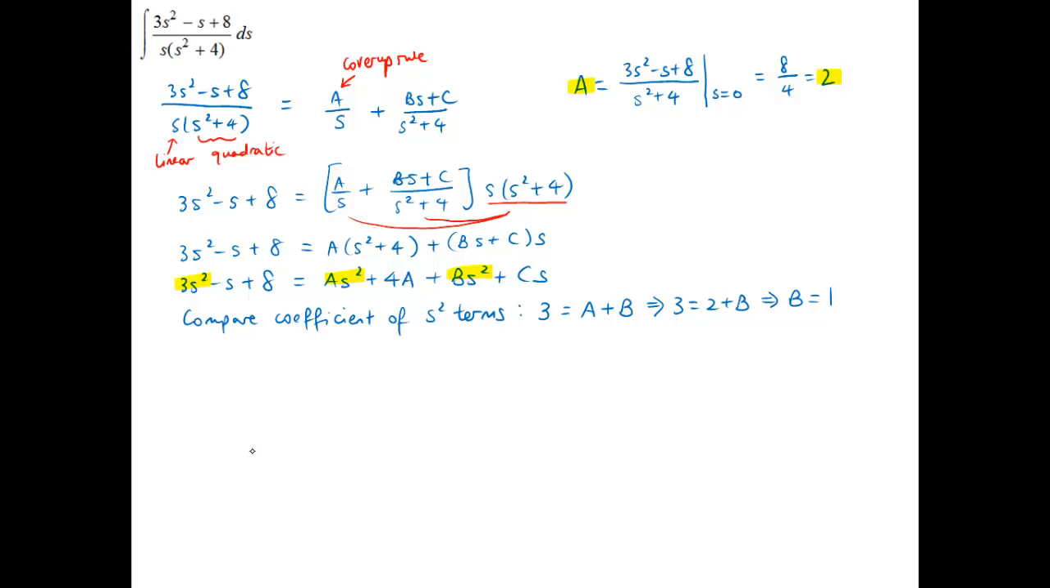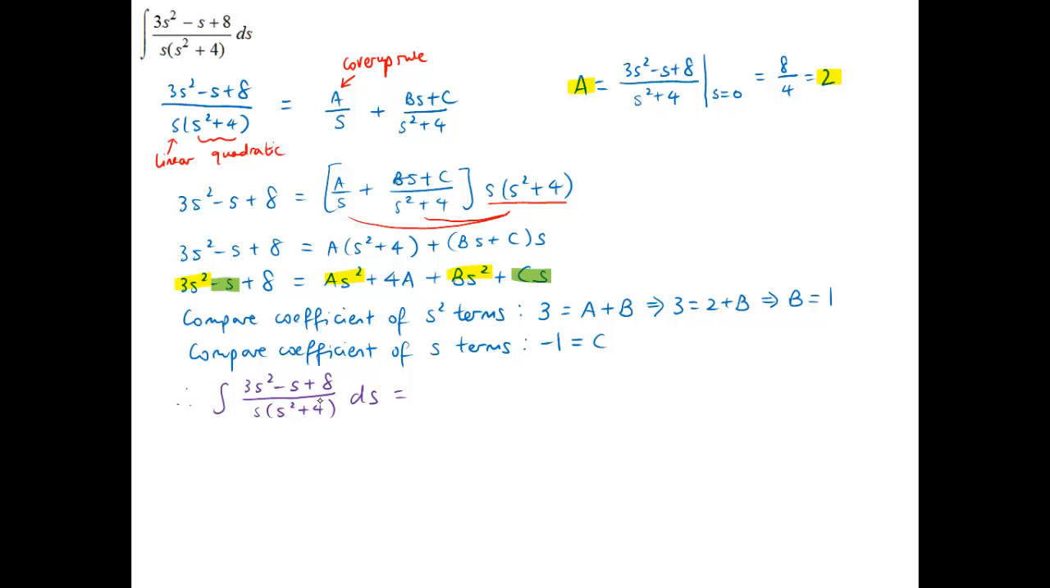I'm now left with finding c, so I'm going to compare s terms. If I look at this, the coefficient of s is negative 1. And here the coefficient of s is c. So I have found the value of c. I have my a value, which is 2, my b value, which is 1, and my c value, which is negative 1. I'm going to put it back into my partial fractions as well as back into the integral.